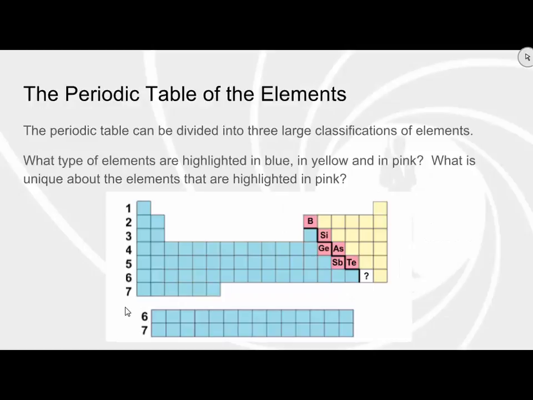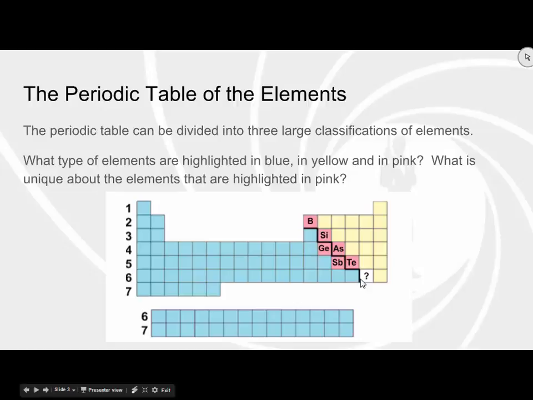Our periodic table, remember, is divided into three main classifications. We have our metals in blue, we have our metalloids shown in pink, and we have our nonmetals in yellow. When we talk about ionic bonds, it's going to be important to know the difference between a metal and a nonmetal. So you have this kind of stair step drawn on your periodic table.